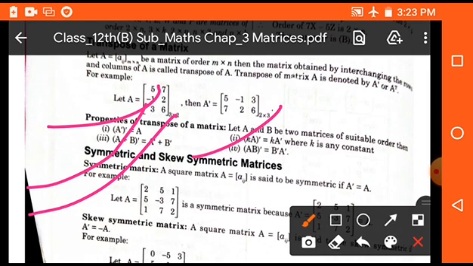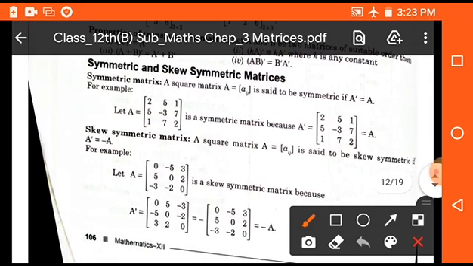Okay students, now we will discuss symmetric and skew symmetric matrices. If we have a matrix A equal to 2, 5, 1; 5, minus 3, 7; 1, 7, 2, and we want to find whether it is symmetric, then we simply transpose the matrix. On transposing, if we get the original matrix, that means no change takes place, then we say that it is a symmetric matrix. And if we get the negative of the original matrix, then we say that it is a skew symmetric matrix.